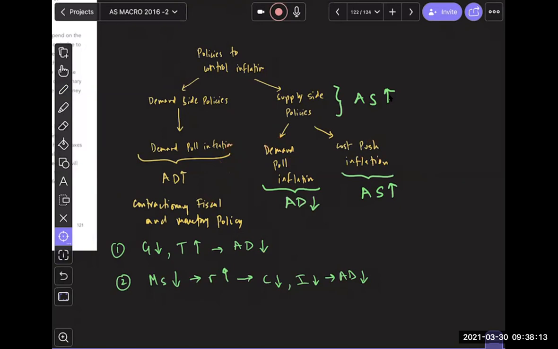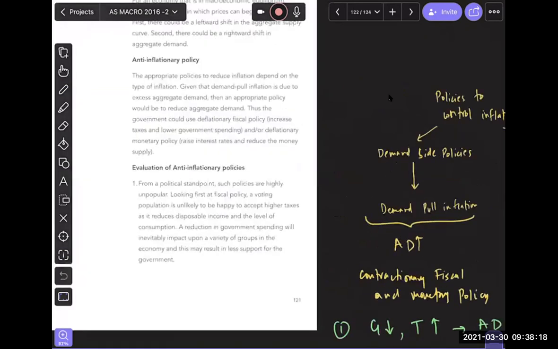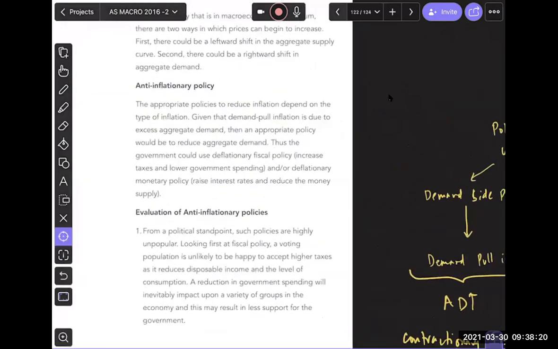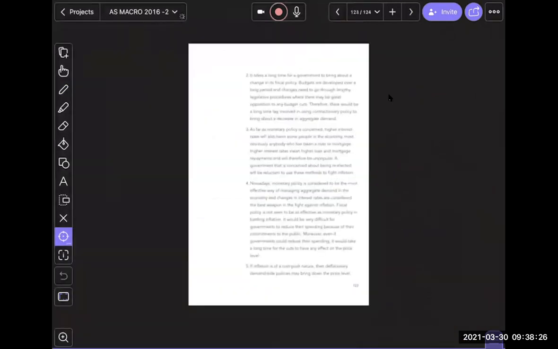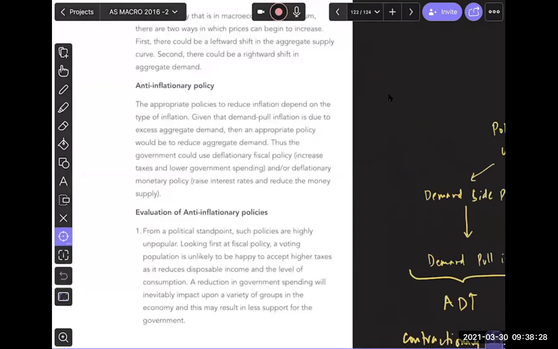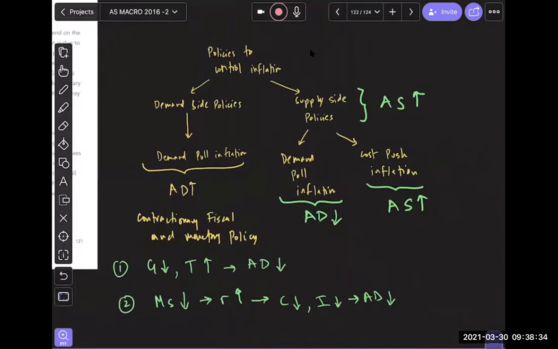Are we good? Tomorrow's discussion, we're going to talk about the anti-inflationary policies that I've just talked about, but we talk about the evaluation of these policies, the pros and cons, and then we will be done with the course tomorrow. Then Thursday we'll just review. I'll do some data responses with you for Thursday.